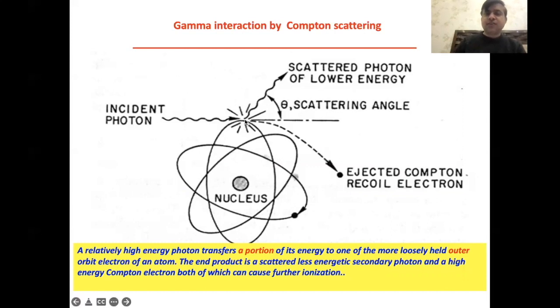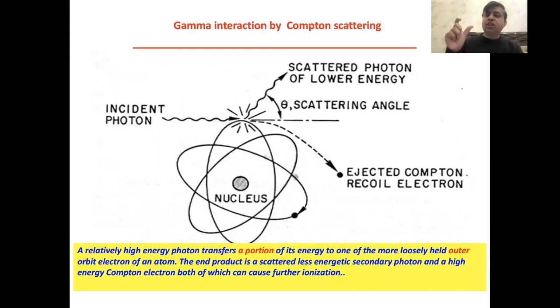Then it transfers some of its energy, with the remaining energy scattered in a different direction with low energy, and the ejected electron with its transferred energy ejects out, and it constitutes what is called a Compton recoil electron. So both the scattered photon and the ejected Compton recoil electron cause further ionization when they interact further with any matter.